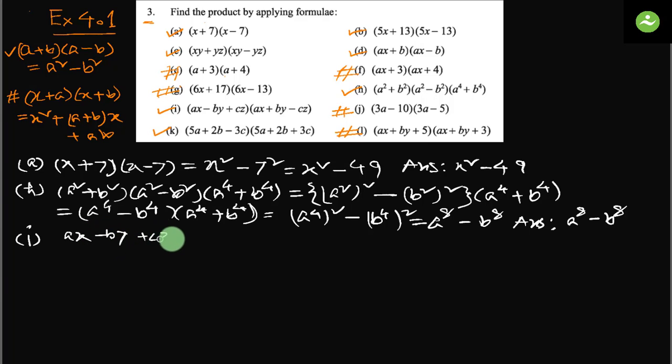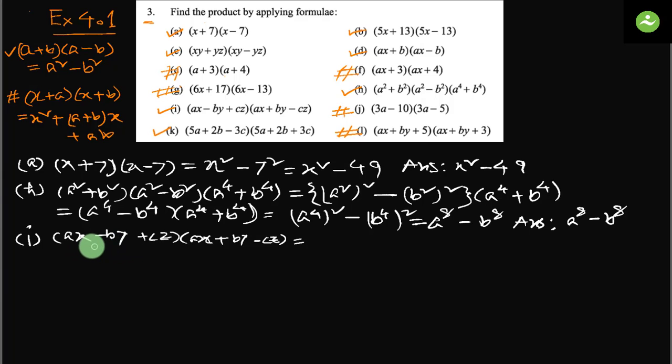ax plus minus by plus cz into ax plus by minus cz equals to, it doesn't look like a plus b, a minus b, but we have to make it look like a plus b, a minus b. How do we do that?